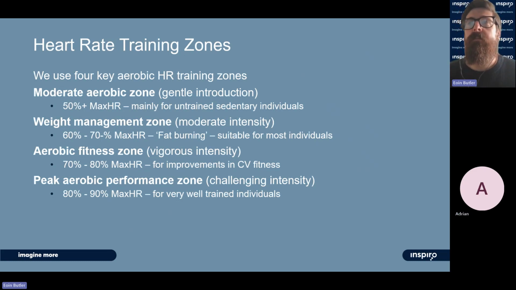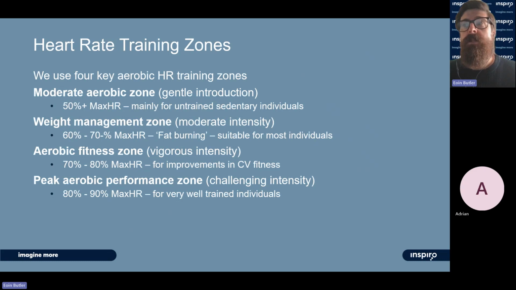The next one then is the aerobic fitness zone. So this is a vigorous intensity, 70 to 80% of maximum heart rate, for improvements in cardiovascular fitness. So your endurance athletes will mainly work in this zone. And this is basically for people who just want to get fitter. So not necessarily for losing weight, but who want to increase their fitness level.